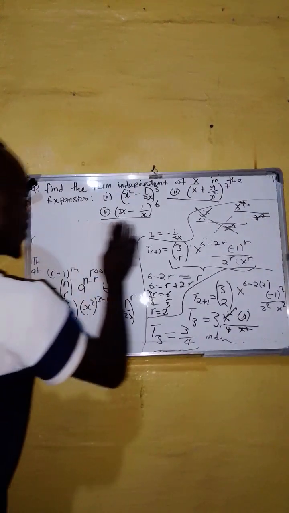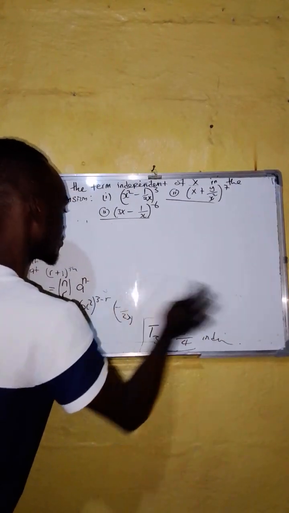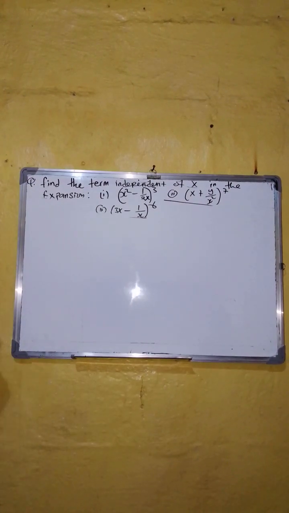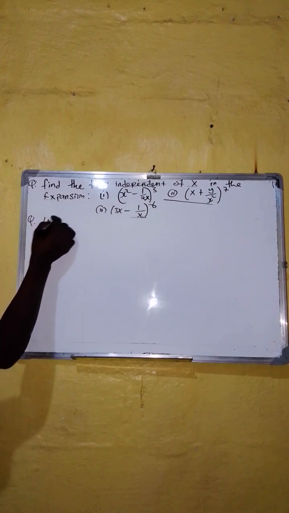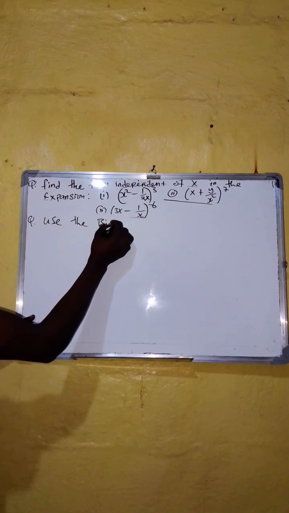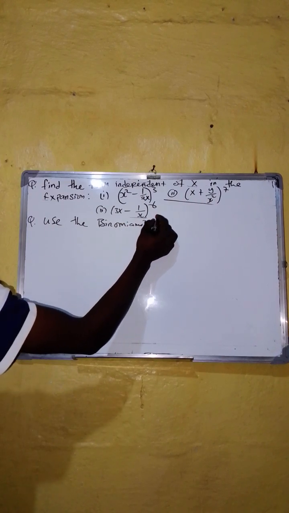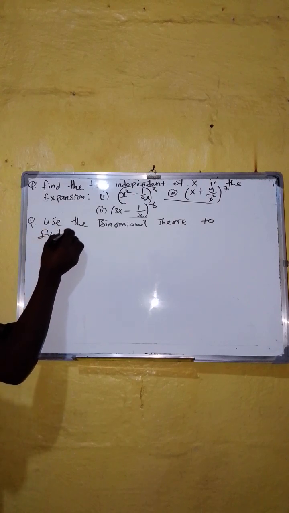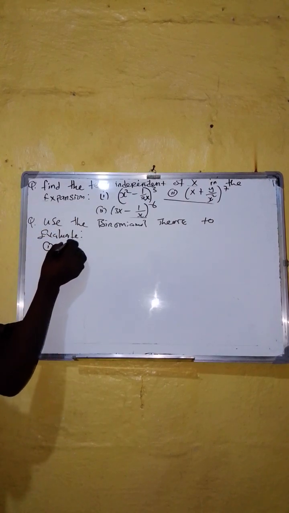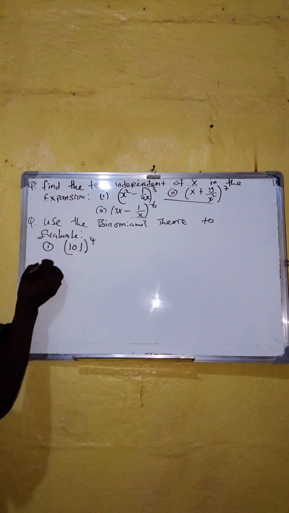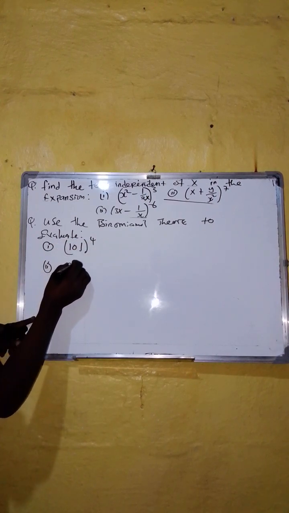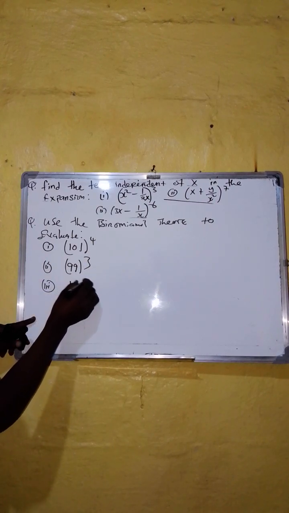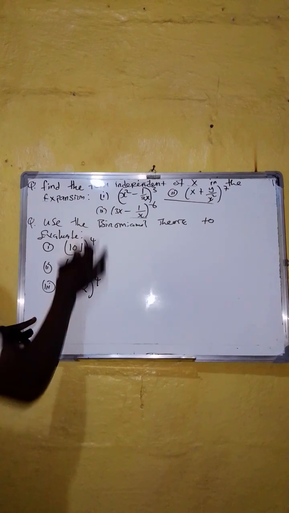And I can also add one more. This one I'll simply say, use the binomial theorem to evaluate number 1, number 2, number 3. Use the binomial theorem to evaluate those 3.